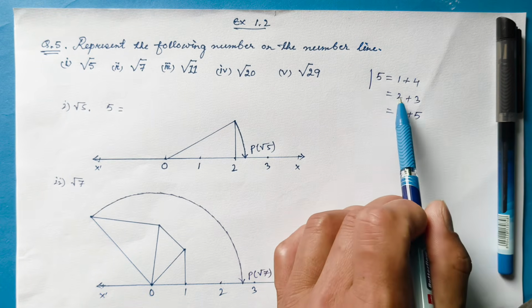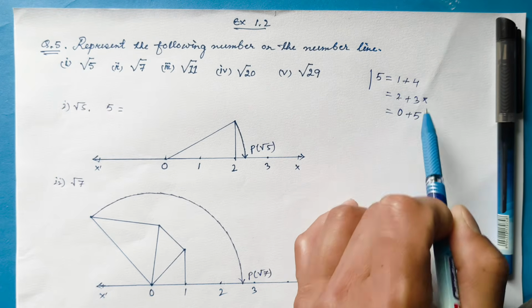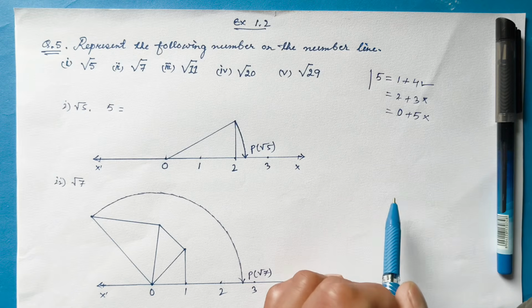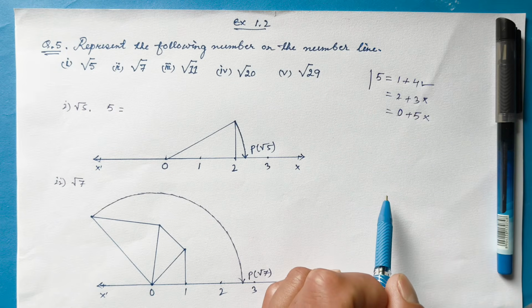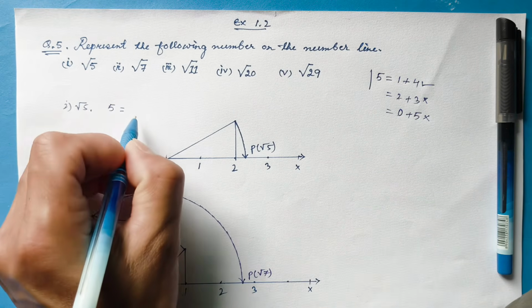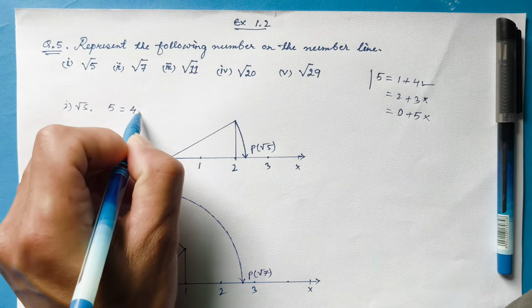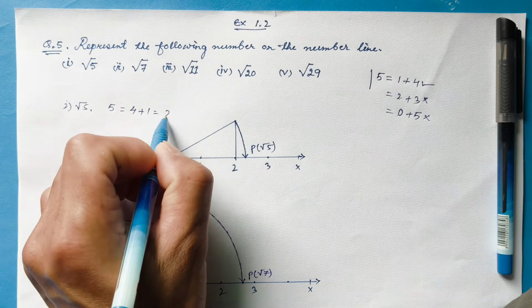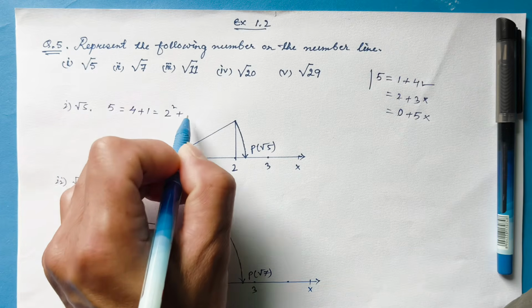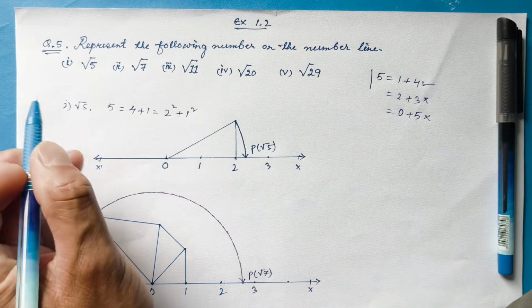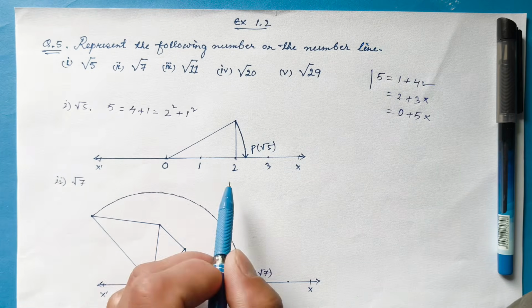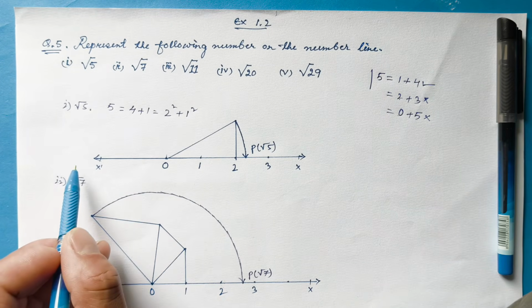But this 2 and 3 are not square numbers. 0 and 5, 5 is not a square number. But this 1 plus 4, 1 is a square number, 4 is a square number. We can write 4 plus 1 equal to 5. What is the square of 4? 2 square. What is square of 1? 1 square. 1 is 1. So now, in order to represent root 5 in the number line, first you take x or x dash.